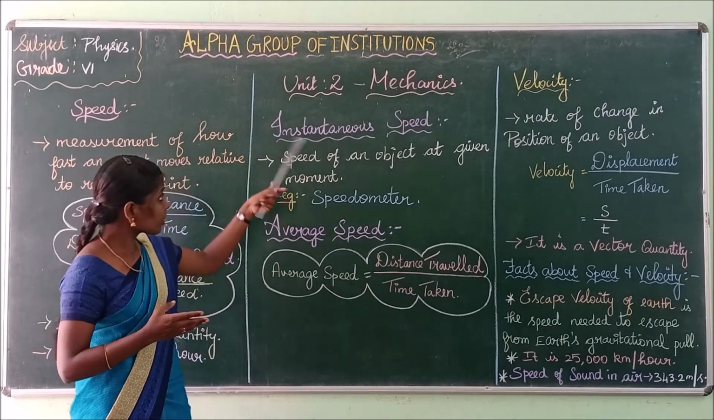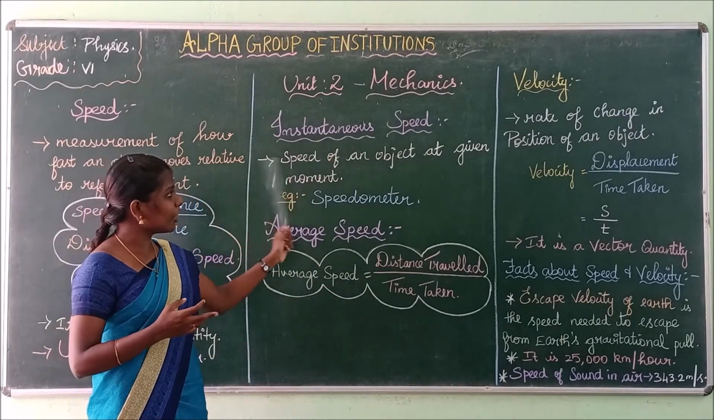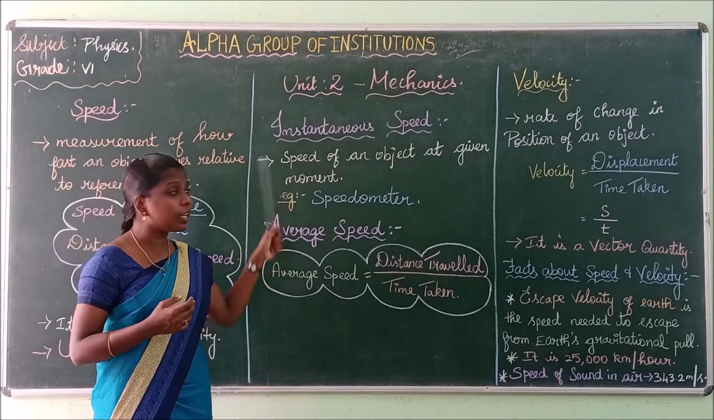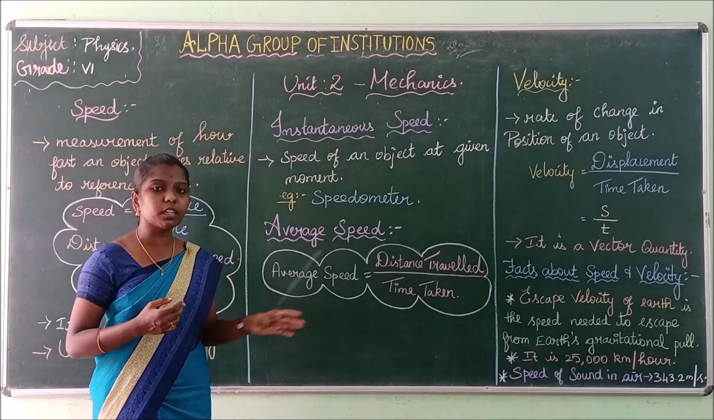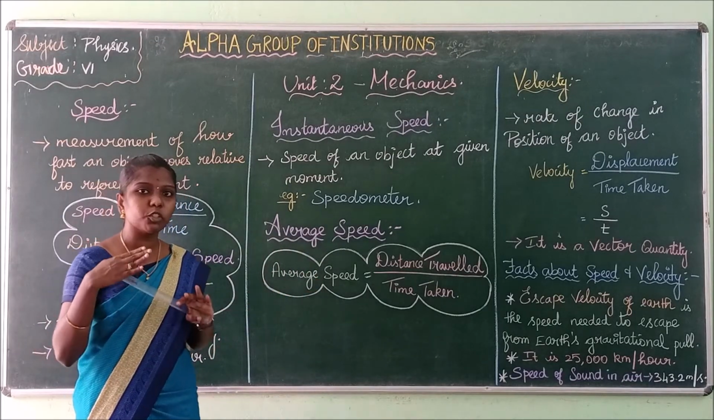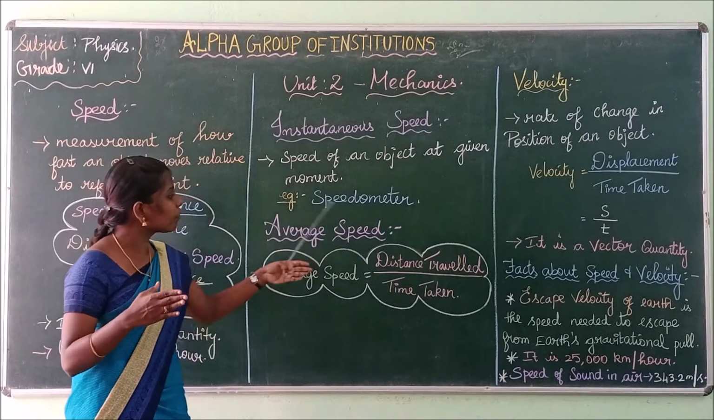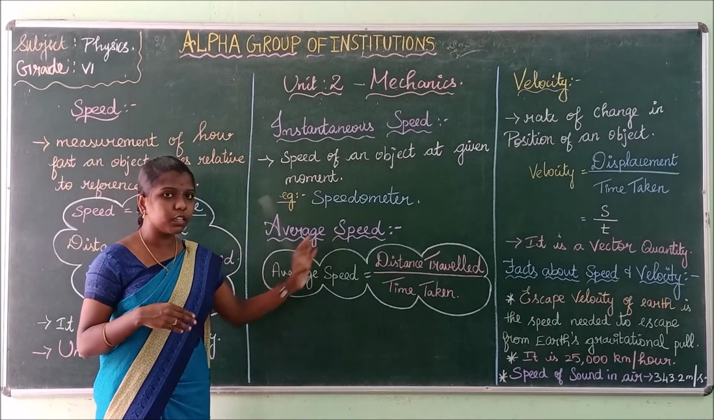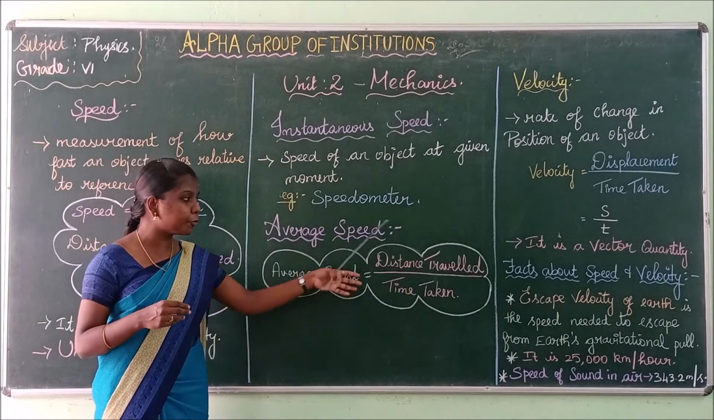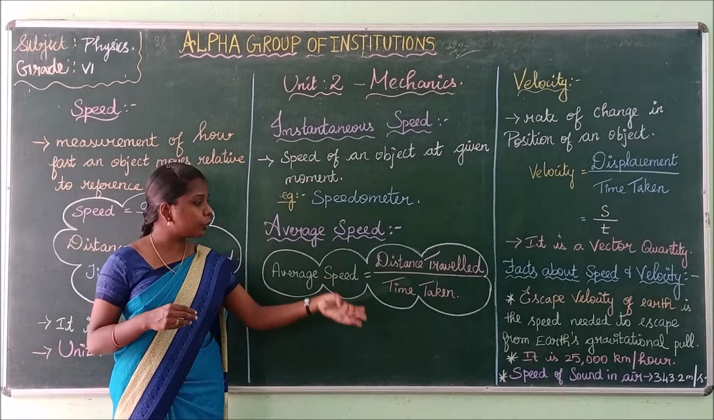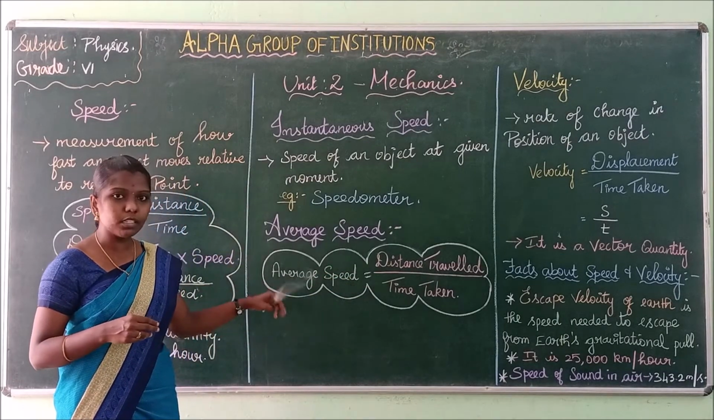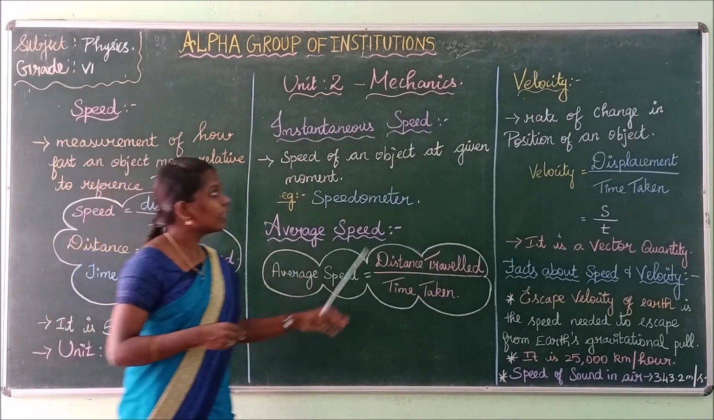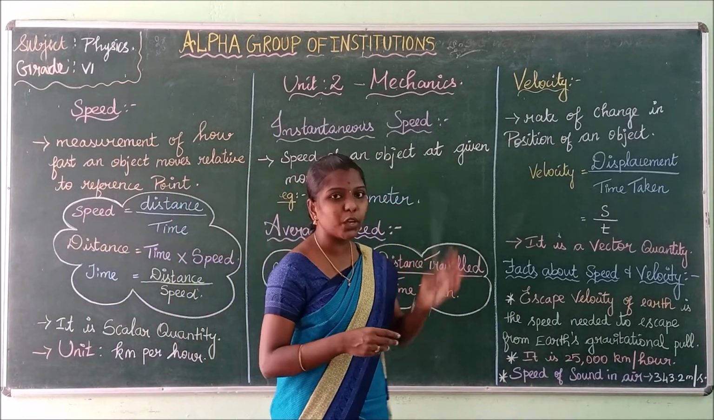Is it clear? Instantaneous speed is the speed of an object at a given moment. An example for instantaneous speed is the speedometer. The speedometer is a device to measure the speed of the vehicle. Next is average speed. Average speed is the ratio of total distance travelled to total time taken. This is the formula to calculate the average speed. Is it clear? Yes. Next we are going to see what is meant by velocity.